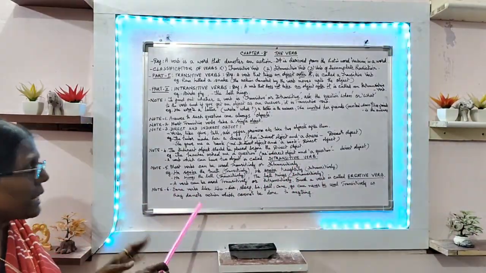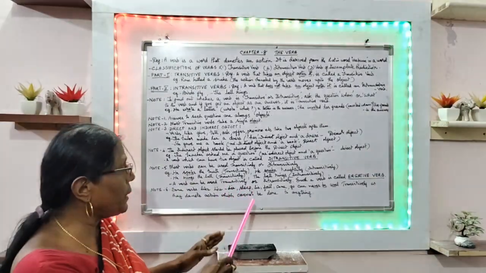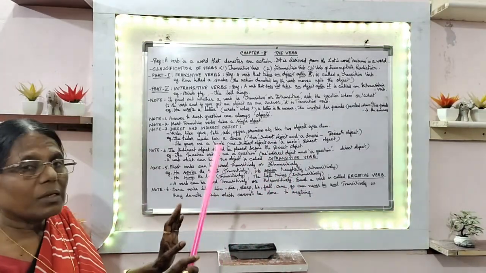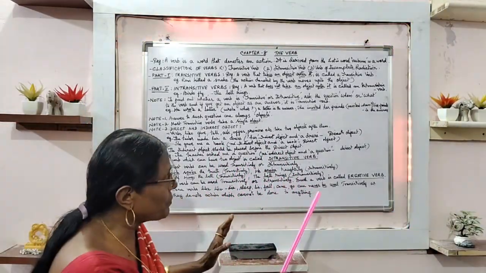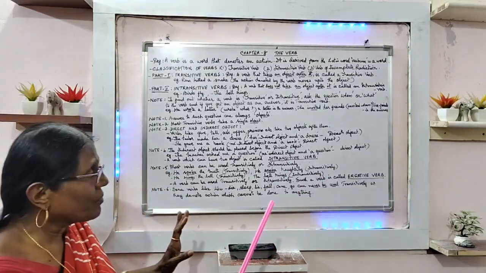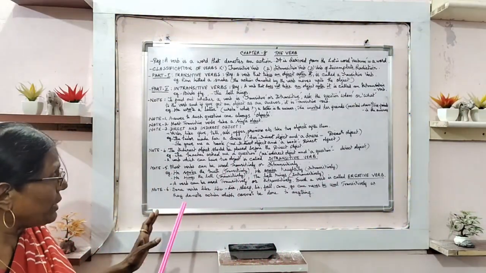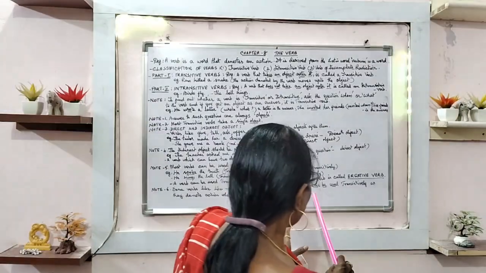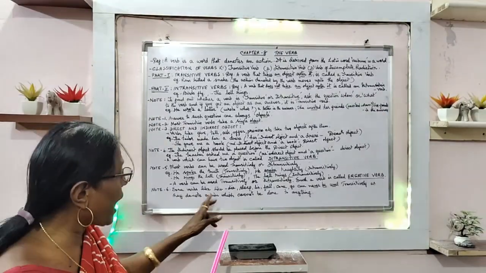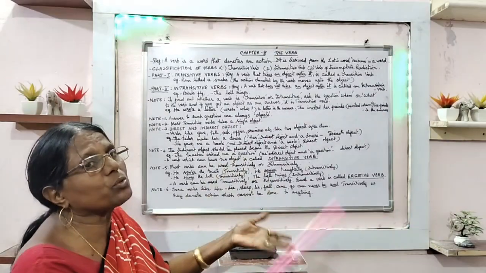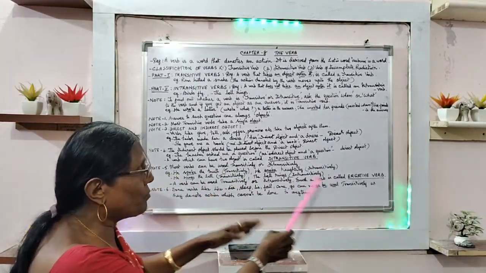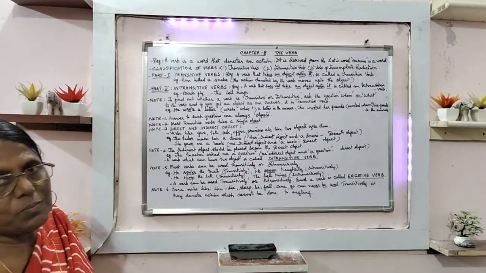And some verbs like die, sleep, lie, fall, come, go, they will never be able to be used transitively. They can be used only intransitively. They denote actions which cannot be done to anything. Therefore, no transitive form will come to these particular verbs.